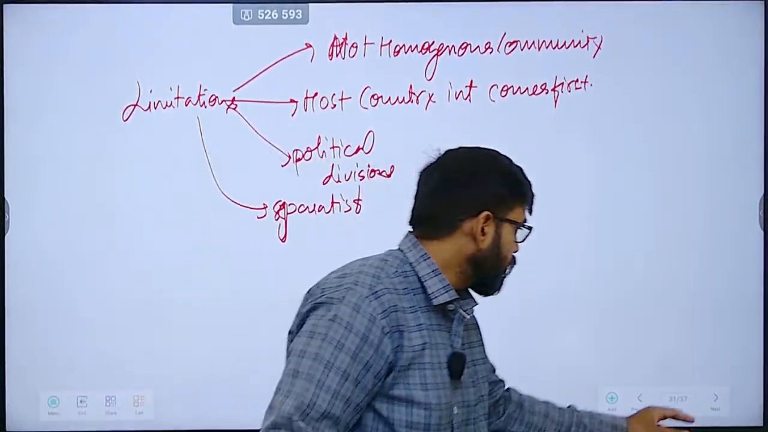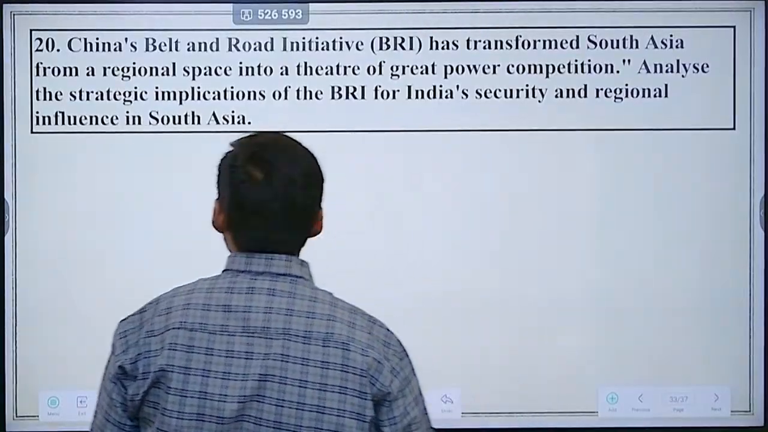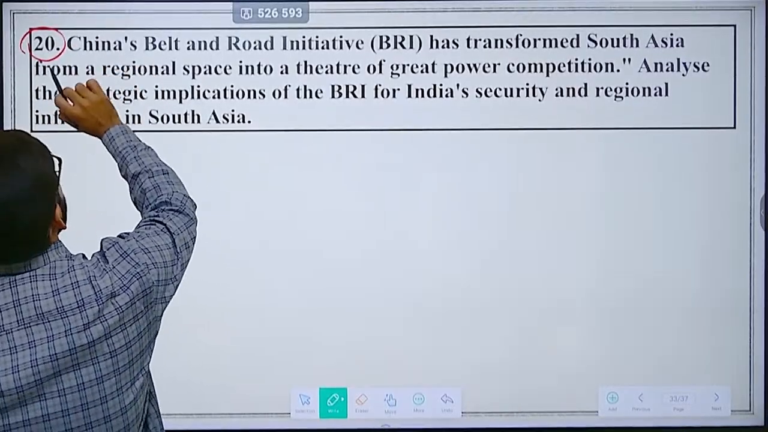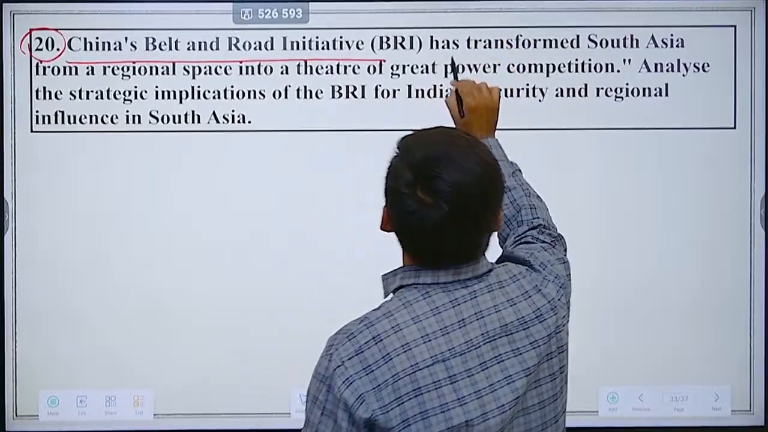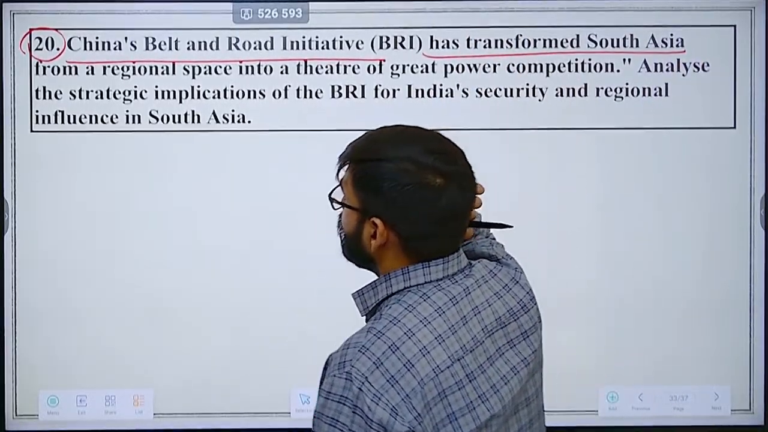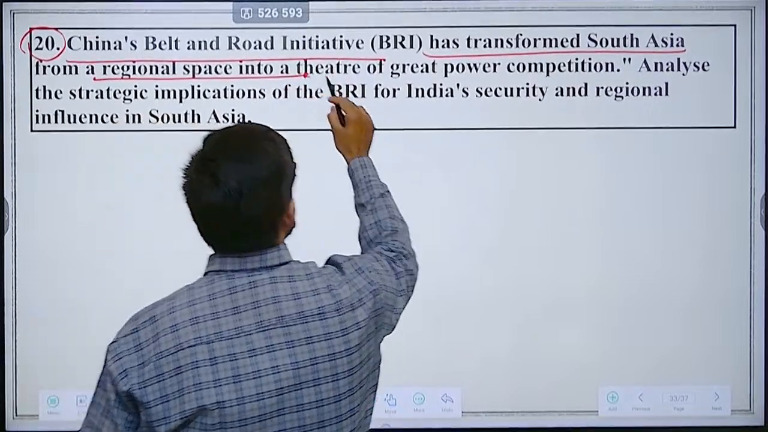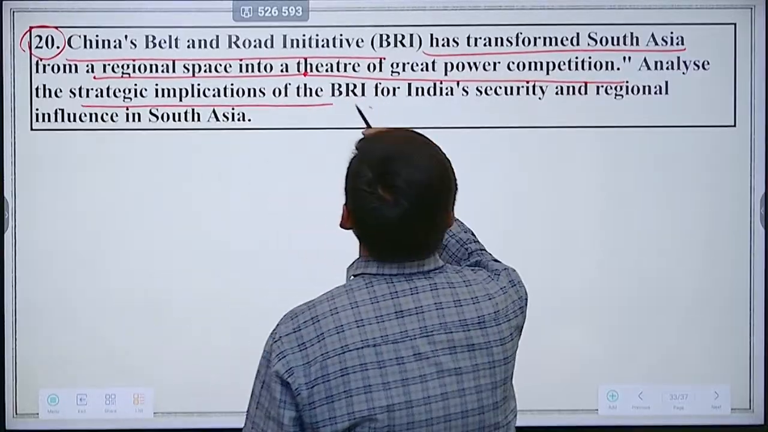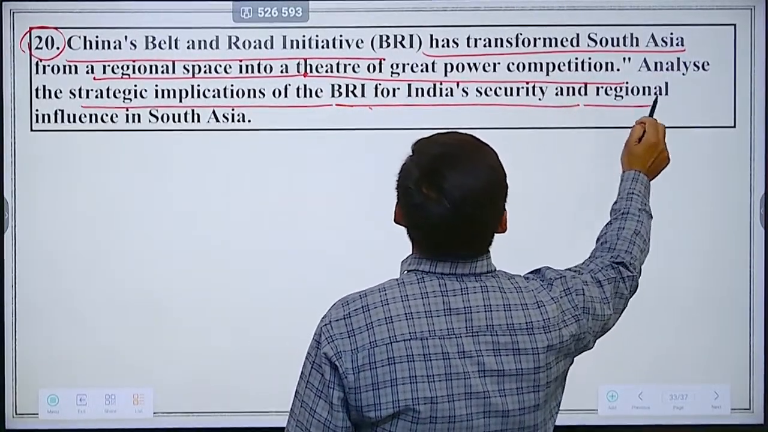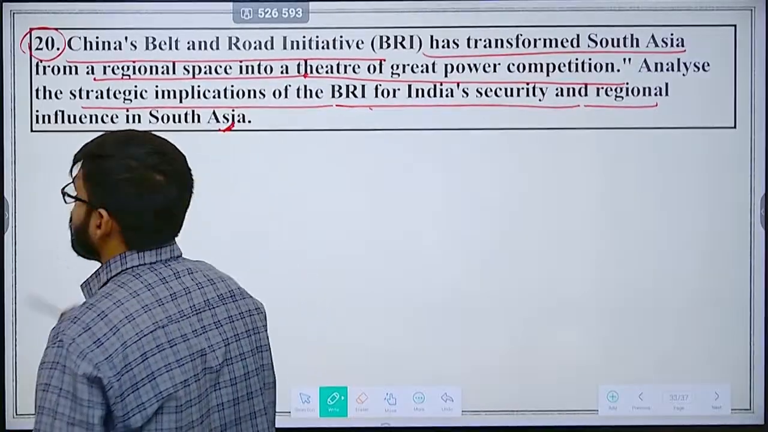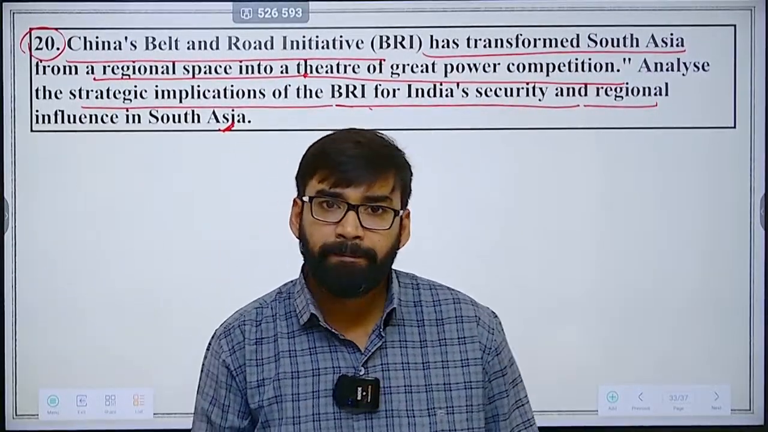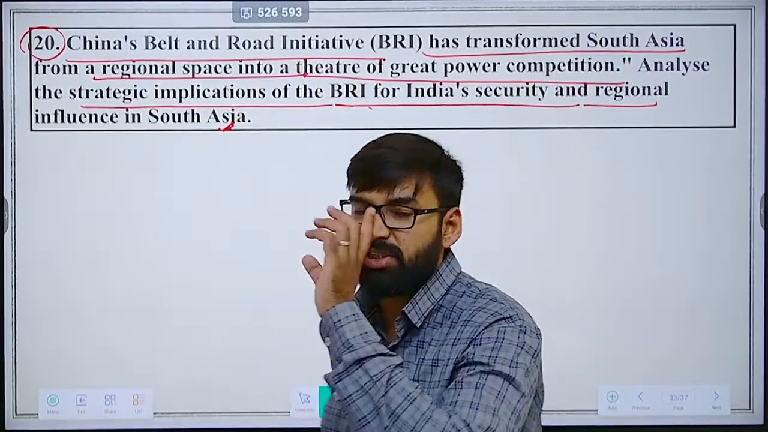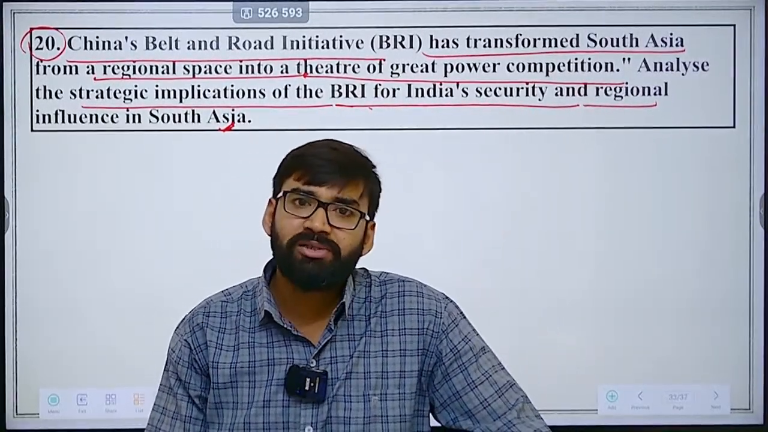Fine. Now the last question from GS paper 2, which is related to IR, that is question number 20. China's Belt and Road Initiative has transformed South Asia from regional space into a theater of great power competition. Analyze the strategic implications of BRI for security and regional influence in South Asia. Clear? Now try to understand how you are going to write this answer. This is a wonderful question and this is important for your mains. Most of the time UPSC asks question from BRI.